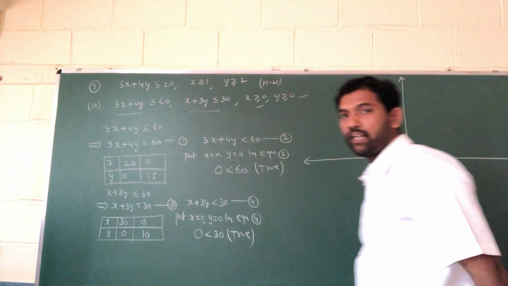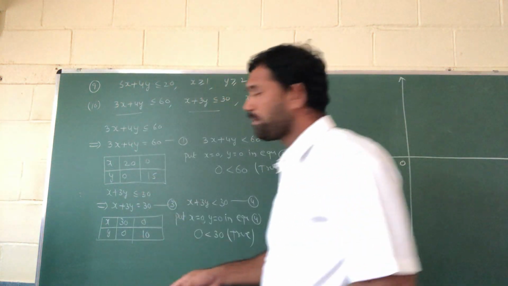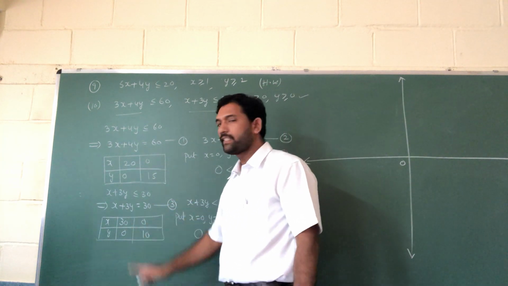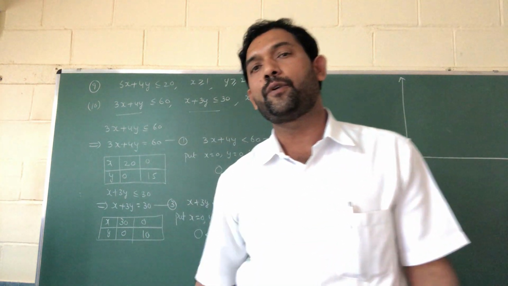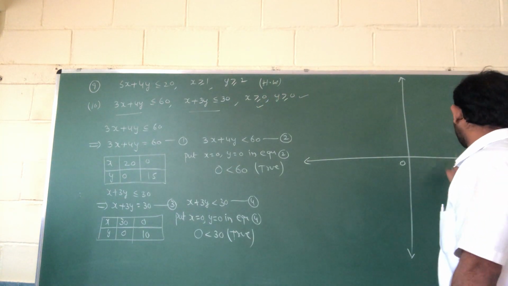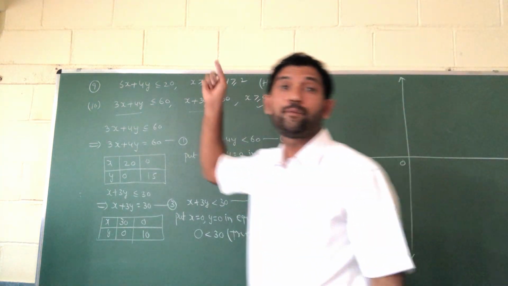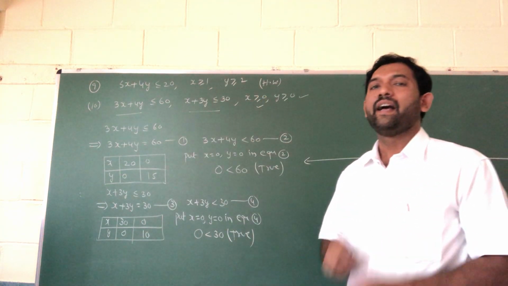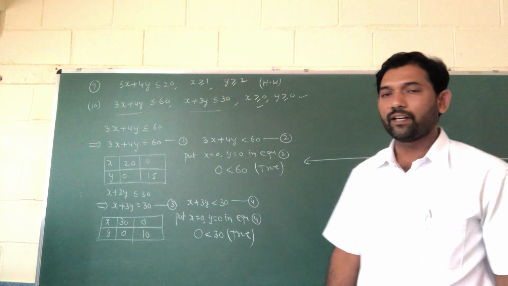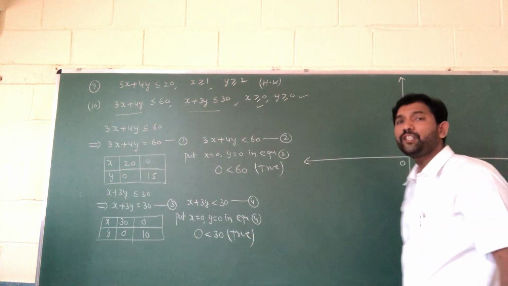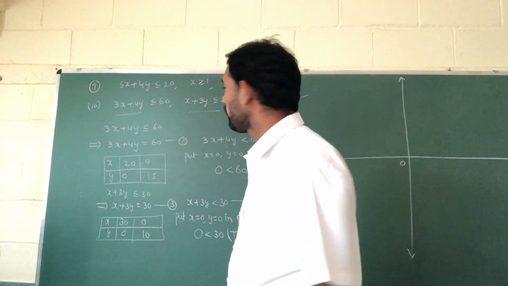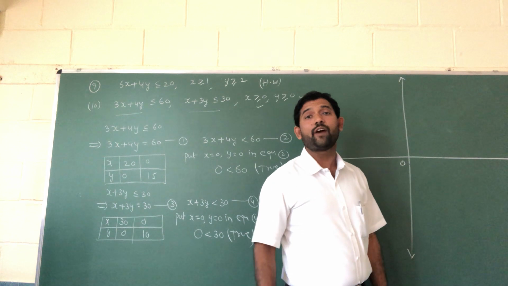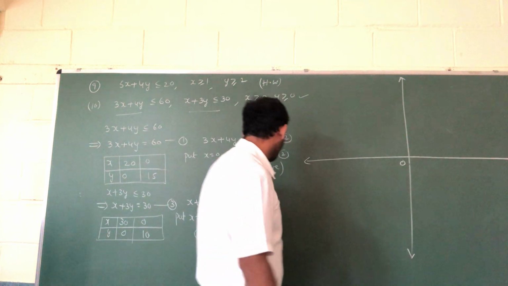After that, you have to write the scale. See here, the x values: here maximum 20, here maximum 30. So 30 and 20 are there, which means you would have to take 1, 2, 3, 4, 5, 6, 7 up to 30, which is a little bit lengthy. That's why for one unit you take 5 units. So take the scale.